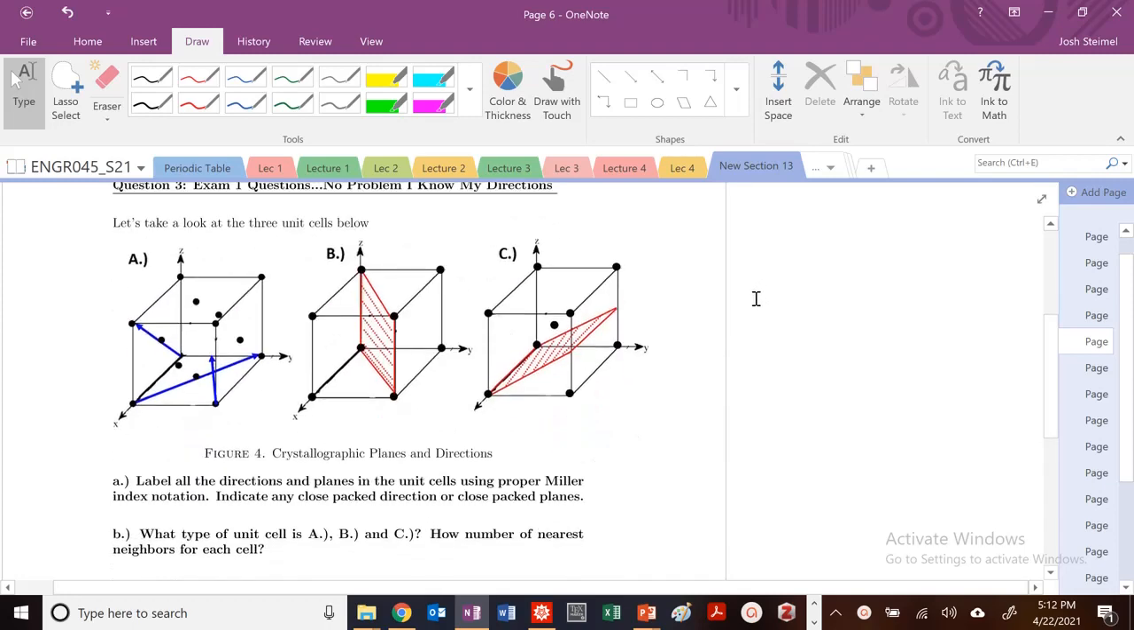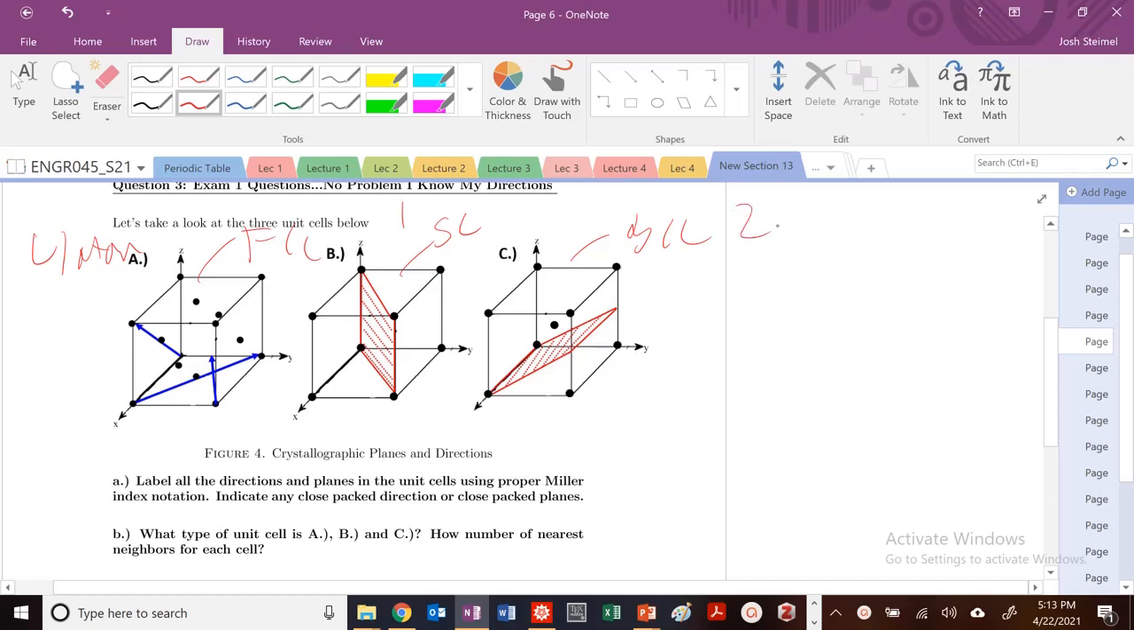Exam question one, no problem, I know my directions. So we're looking at the three unit cells below, and so let's go ahead and write some information. This appears to be FCC, so that's a close-packed structure. We know that there are four atoms here. This is simple cubic, which has one atom, and this is BCC, which is going to have two atoms.